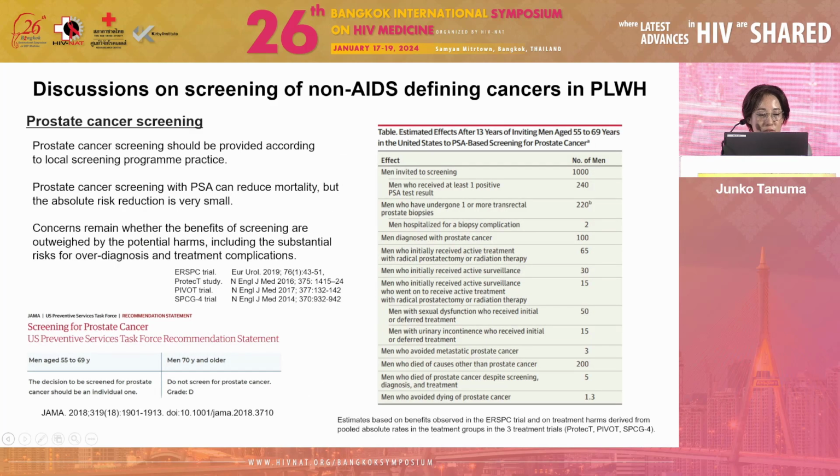So what about prostate cancer? Yeah, it's more complex. Previous studies showed prostate cancer screening with the biomarker PSA can reduce mortality, but the absolute risk reduction was very small. So there are still concerns about whether the benefits of screening are outweighed by the potential harms, including the very substantial risk of overdiagnosis and treatment complications.